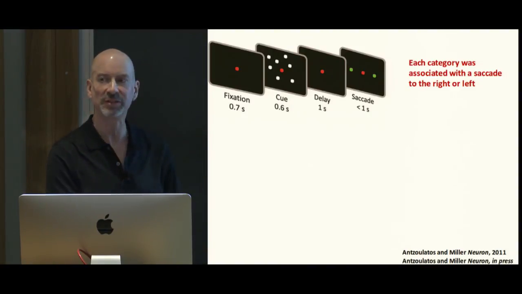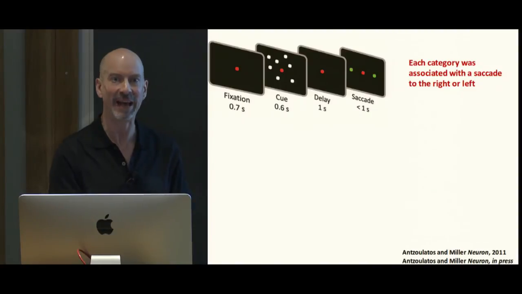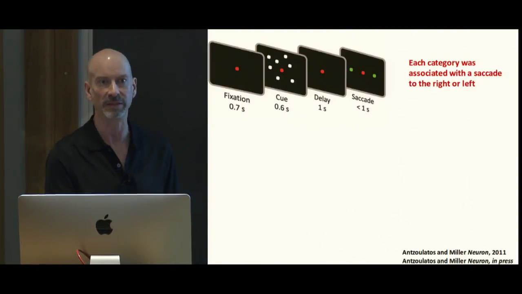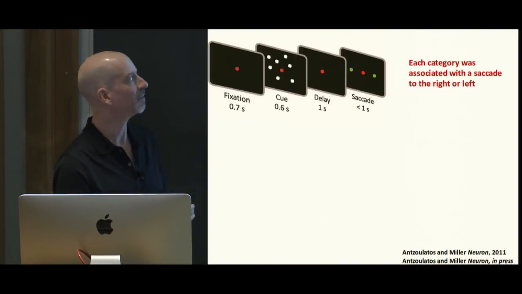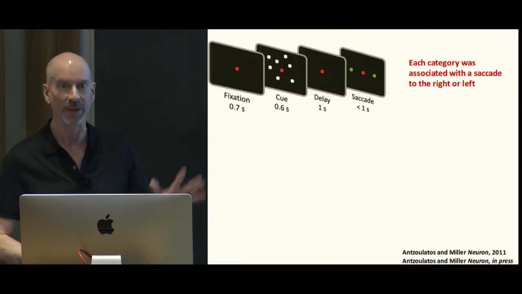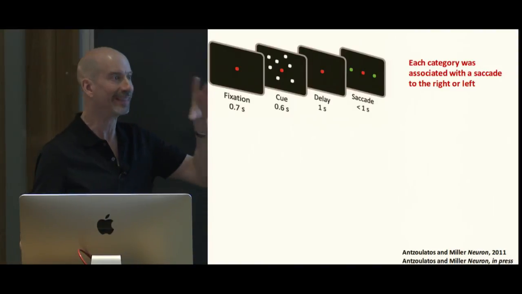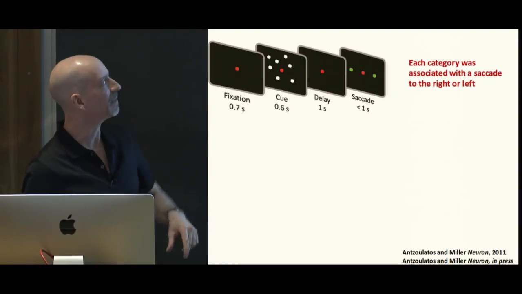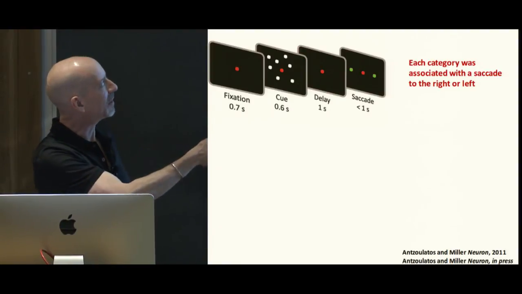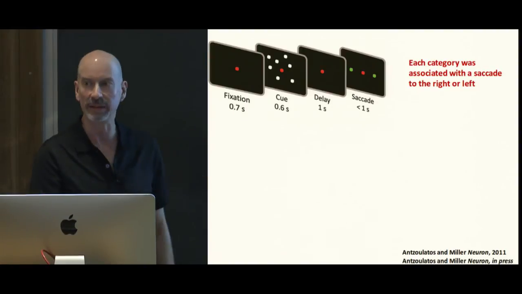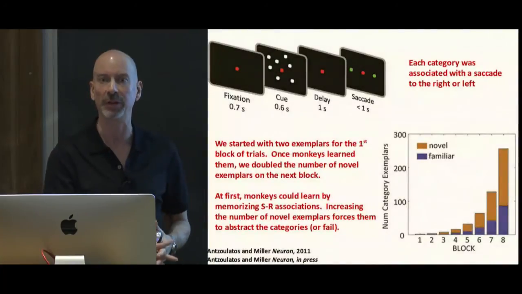We tried to get monkeys to learn a category matching task within a single 3-hour recording session. That's beyond the limits of monkey intelligence. Or it's beyond the limits of the intelligence of the investigators to get the monkeys to do it, but they couldn't do it. So we had to simplify that. We really wanted to get the learning within one 3-hour recording session. So we simplified the task by having each category associated with a unique saccade, to the right or to the left. Not ideal, but it got the monkeys learning within 3 hours.